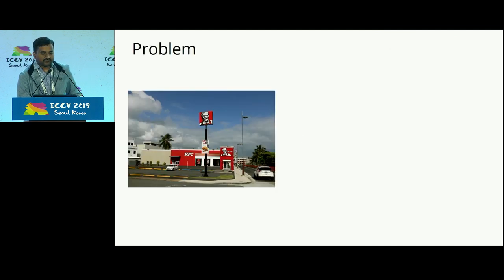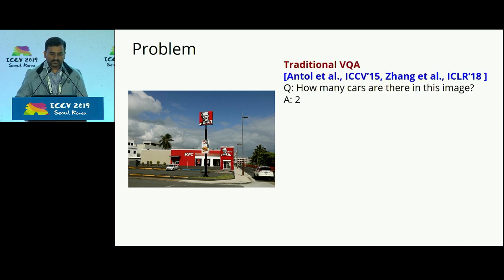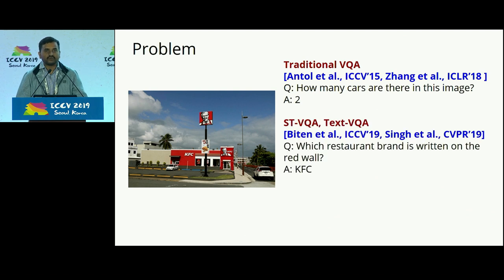Given this image of a KFC restaurant, traditional visual question answering models ask questions such as, how many cars are there in this image? Which is an interesting question, but since the image clearly reads KFC, this may not be the most interesting question to ask.